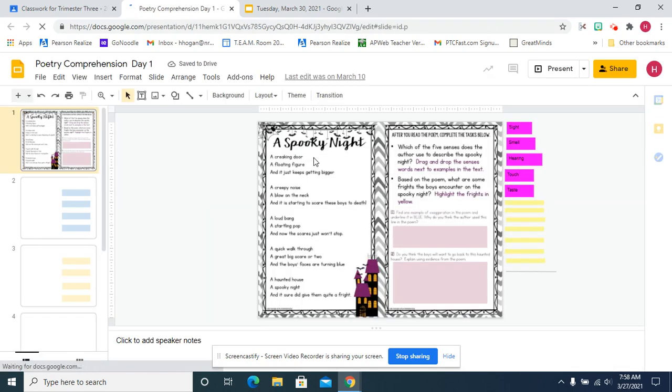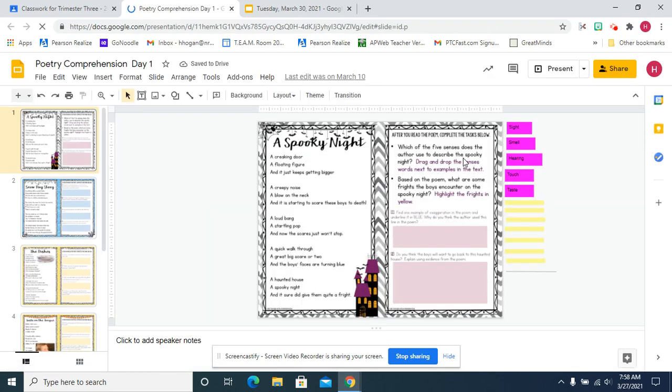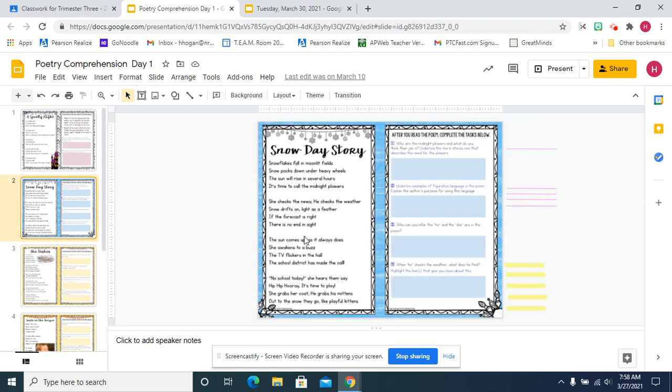So these are some poetry comprehension. You're going to read A Spooky Night, and then after you read, which of the 5 senses does the author use? Drag and drop which senses they use. Based on the poem, what are some frights? And you're going to use the yellow to highlight the frights. So for each of these, you're either going to underline or highlight, and you're going to answer.